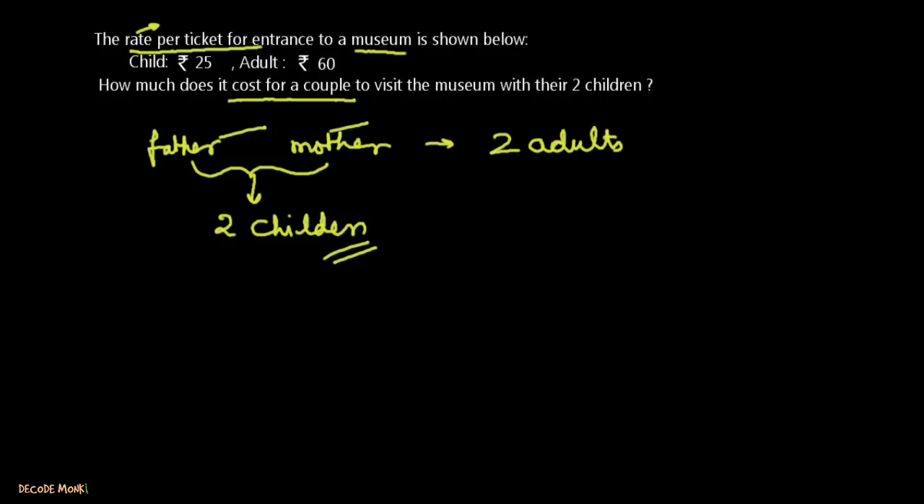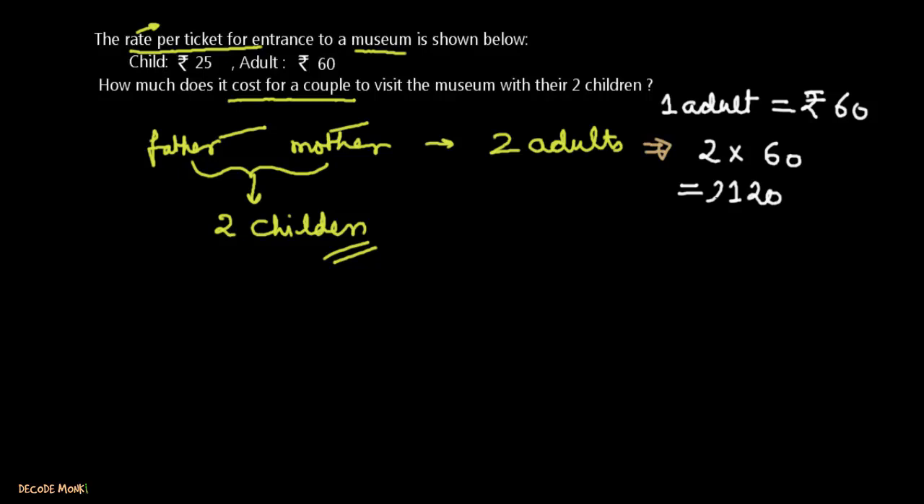So now we need to calculate how much money is required for the adults and how much is required for the children. So how much money will be charged for two adults? For one adult, the charge is rupees 60. So for two adults, 2 times 60 will be charged, or 60 plus 60, which is equal to 2 into 60, 2 sixes are 12, and there is one 0, so 120.